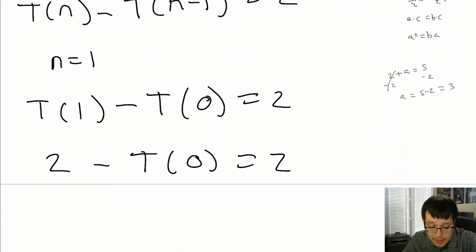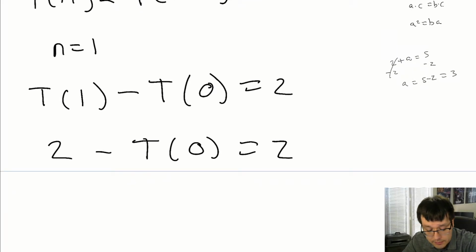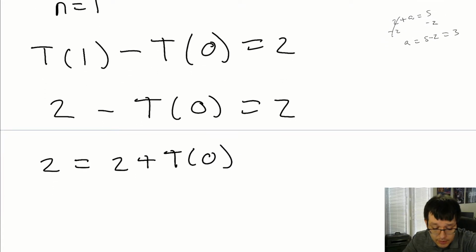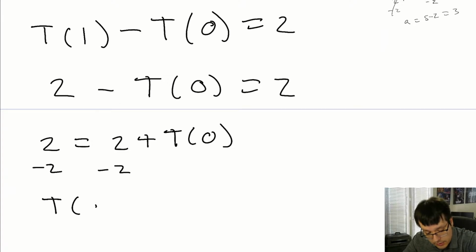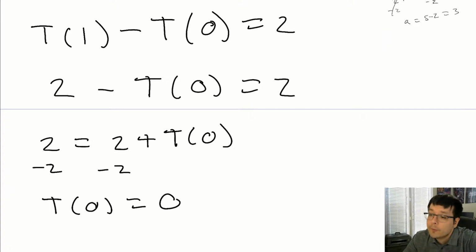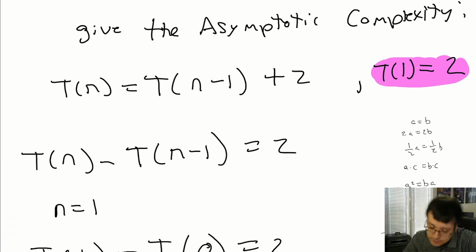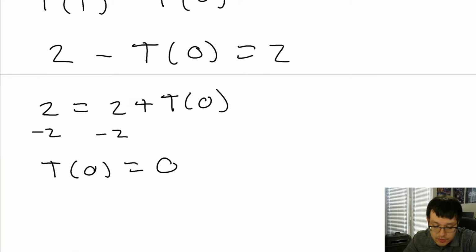With that, I can then flip that to the other side. So I can say 2 is equal to 2 plus T of 0 by adding T of 0 to both sides. And then I can take away the 2 by subtracting it, and I end up with T of 0 equal to 0, okay? So I have now just solved how long T of 0 takes, just to refresh your minds on how basic algebra works, okay?